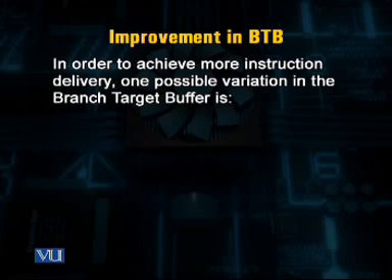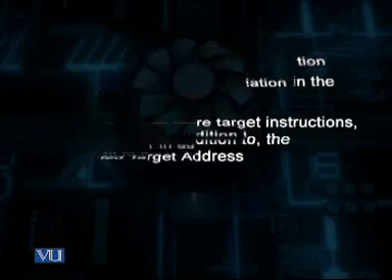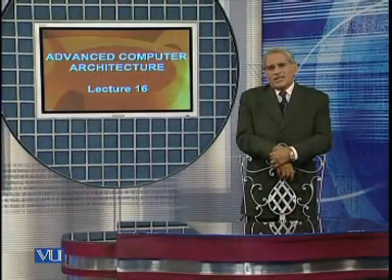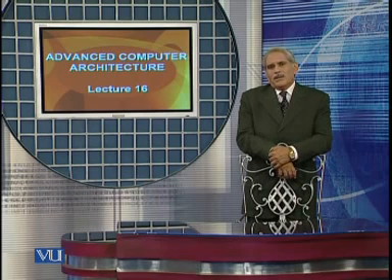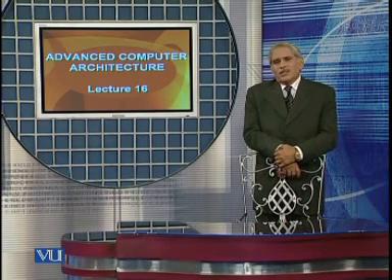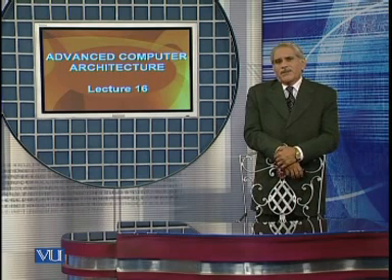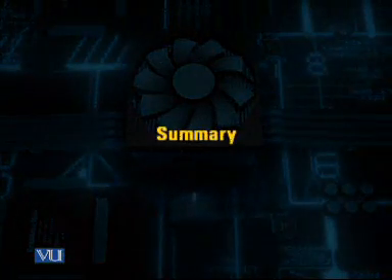However, over here we can see that there are certain ways to improve the performance of the branch target buffer. One possible variation in the branch target buffer for having improvement is to store one or more target instructions instead of the target instruction address. We know that if the target instruction itself is available in the branch target buffer, then instead of fetching the instruction from the cache, the instruction will be obtained directly from the branch target buffer, and it will enhance the overall performance of the system.